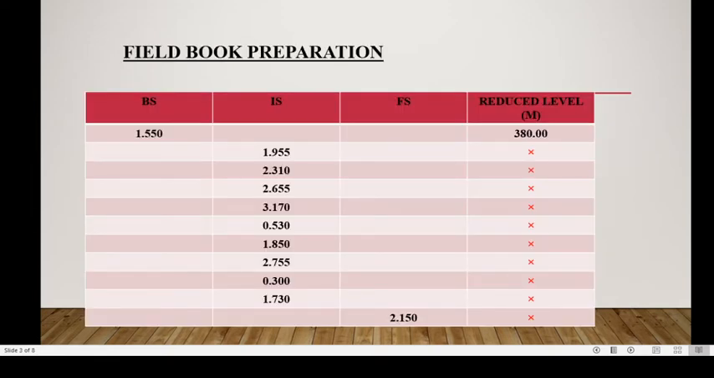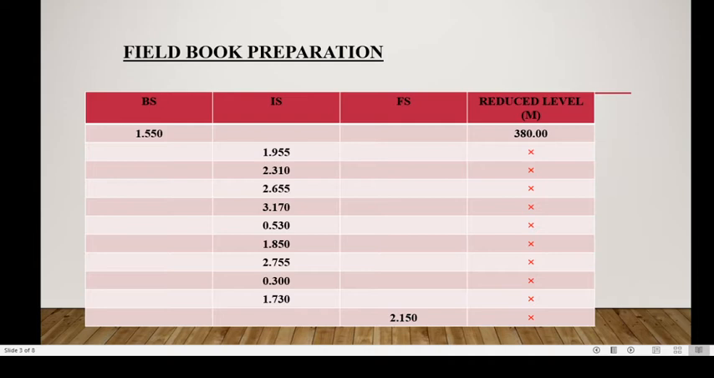After tabulation, this is the situation. The first reading is entered as BS and there are no change points. All the consecutive readings will be successively recorded in the intermediate sight column, and the last reading will be recorded as foresight, that is FS 2.150. All these readings have been tabulated and one reduced level has been given, that is 380.00, the first reduced level at the first station.